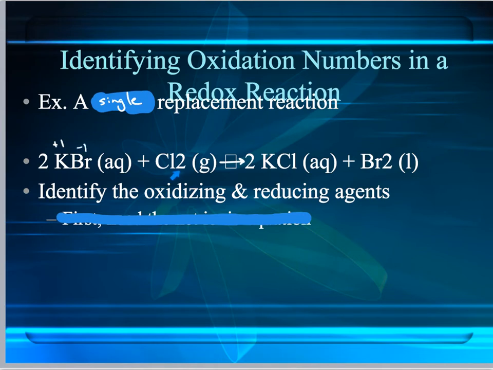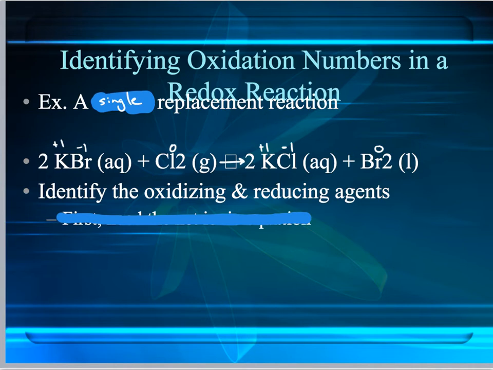Elemental chlorine, so an element by itself, diatomic, has an oxidation number of 0. That's going to be the same case for this bromine over here on the right. It's going to have an oxidation number of 0. Coming back over here, the potassium is still +1. It's a 1A metal in a compound, so it's still +1, and the chlorine is now -1 as a chloride ion because it's got to equal 0.